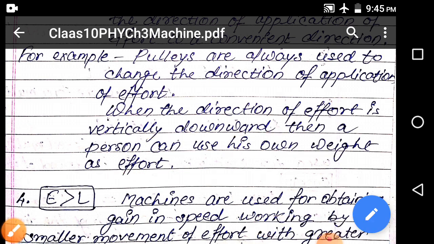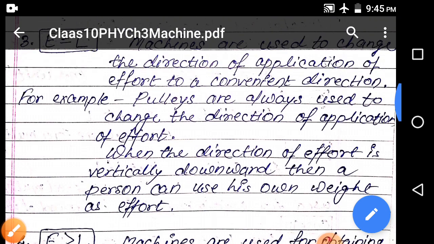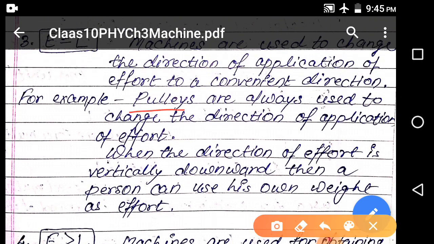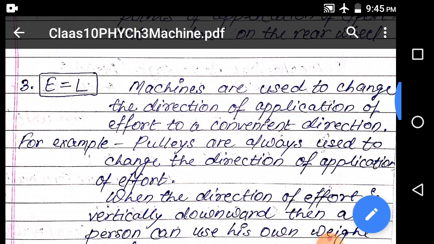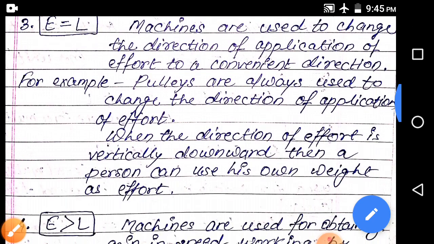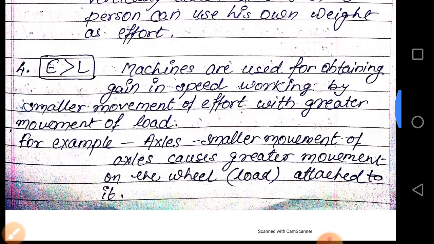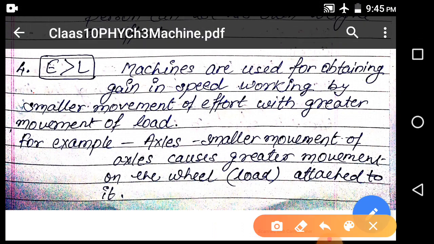So the machine, the pulley, actually changes the direction, and whatever the effort given, see, E is equal to the load. Both forces are equal. Now come to the fourth point. Here we have the effort is greater than the load. That means whatever effort is given by us is greater than the load of the machine.